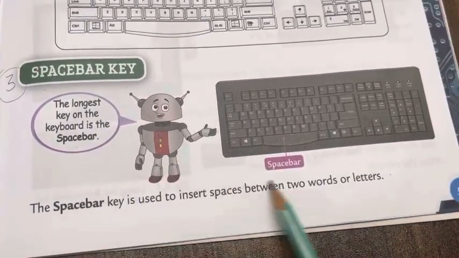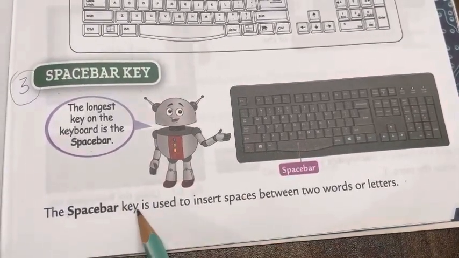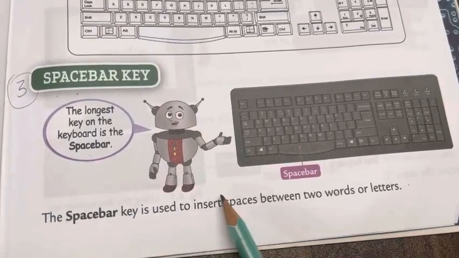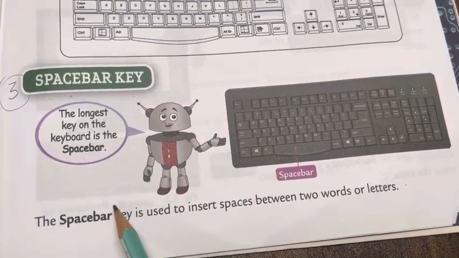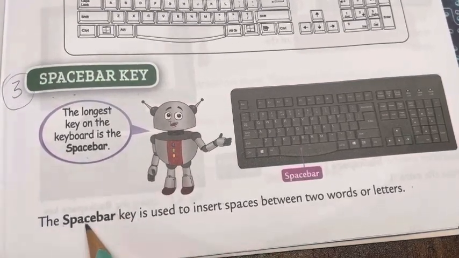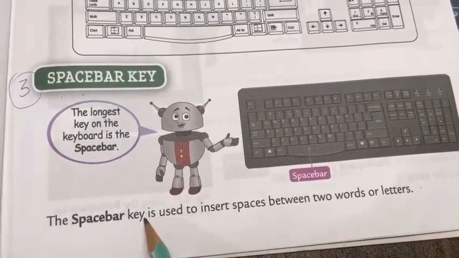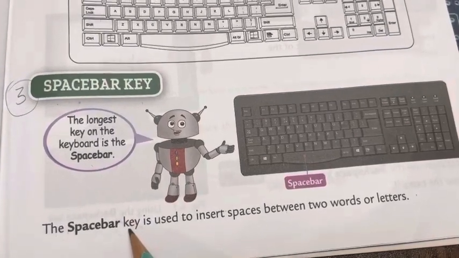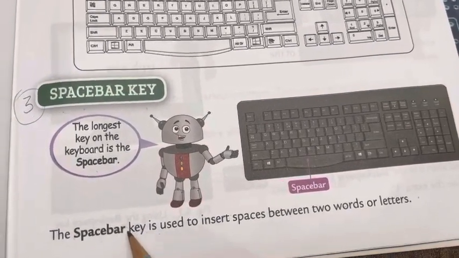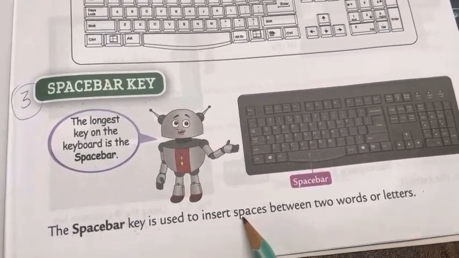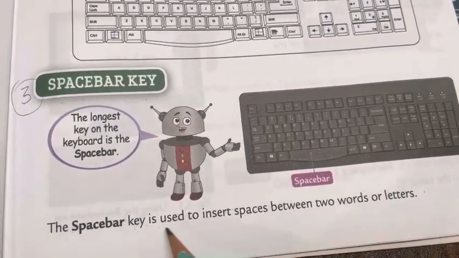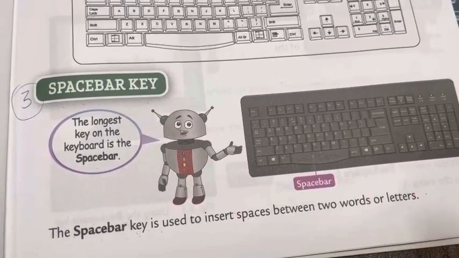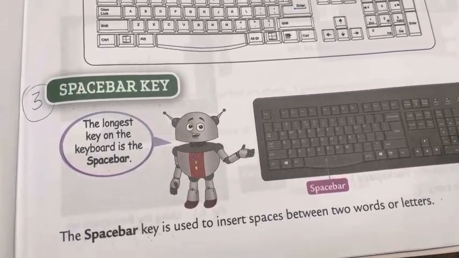Now look at this sentence. There is a space between two words, right? There is a space between the and space bar, and between bar and key. There is a space between key and is. So for this space, we use the space bar on a computer to provide space between two letters or two words.